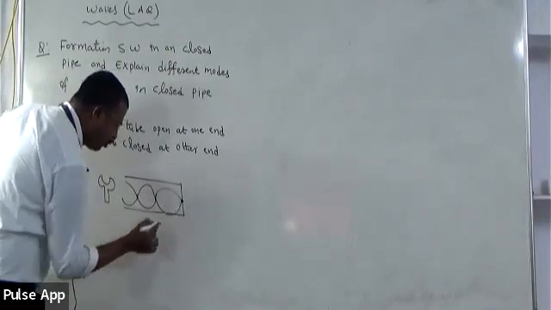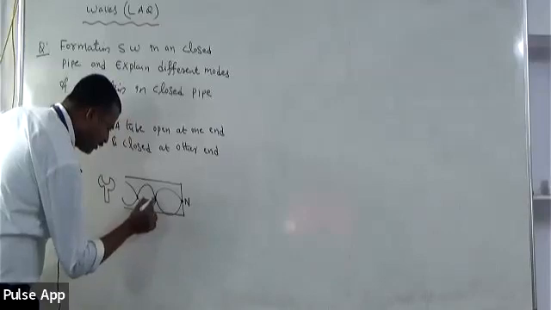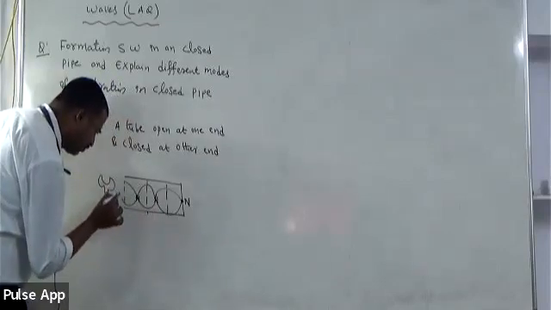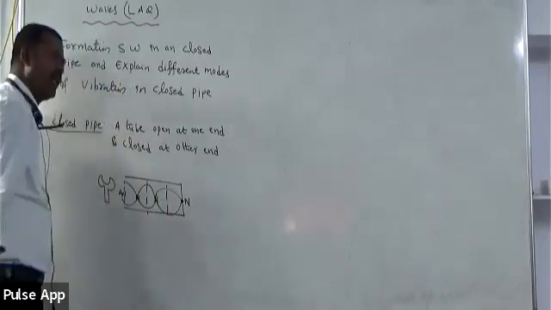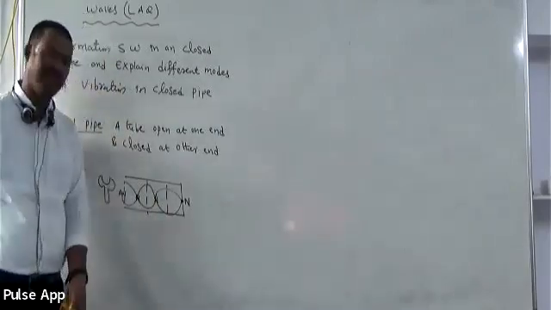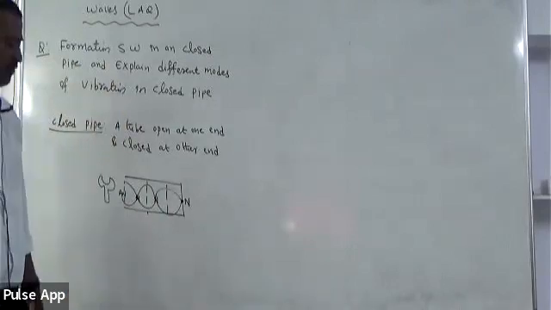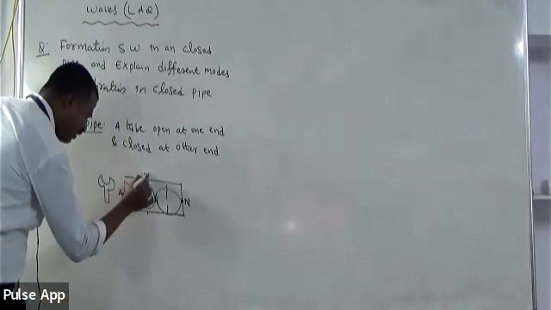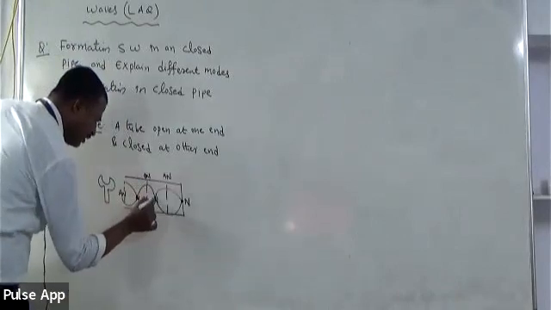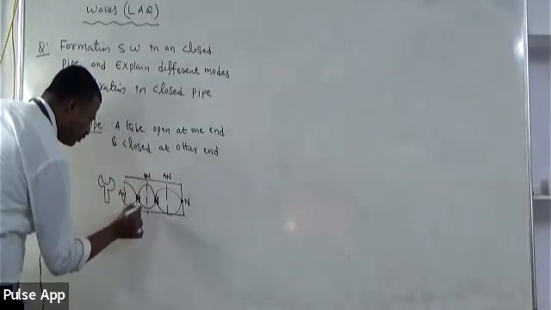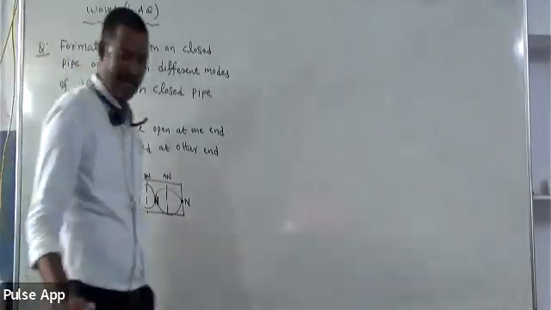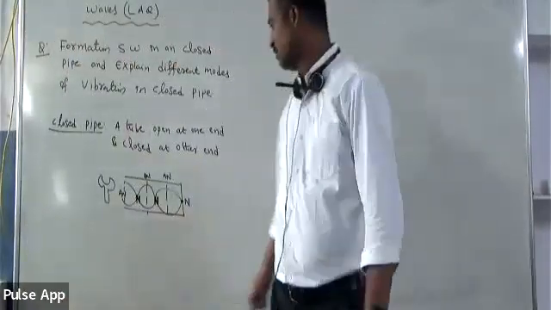So here node will form and here node, and here antinode, here also antinode. Like this, the stationary wave in a closed pipe will be formed. Okay. So we need to write: this is an antinode, this is an antinode, this is node, and this is also node. The closed end always forms a node, and the open end always forms an antinode. Okay. So how to write?